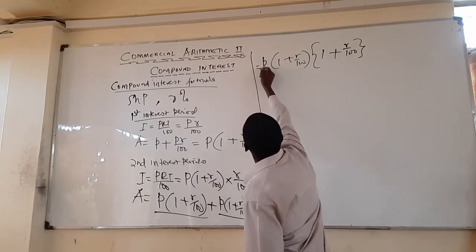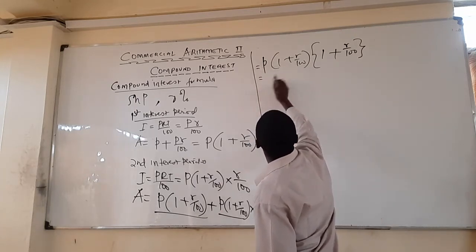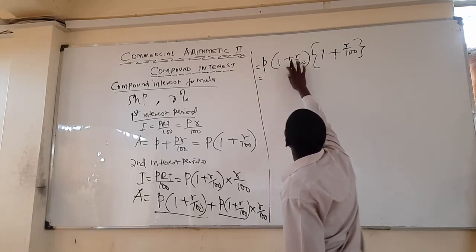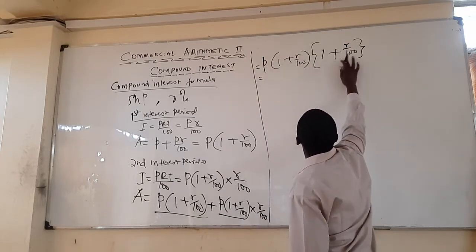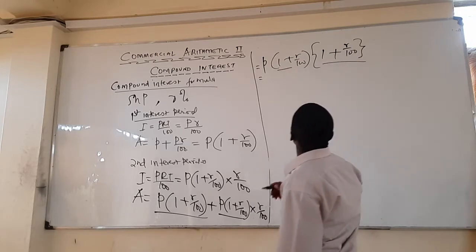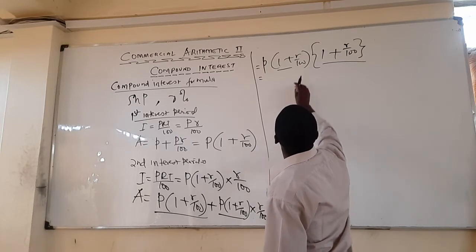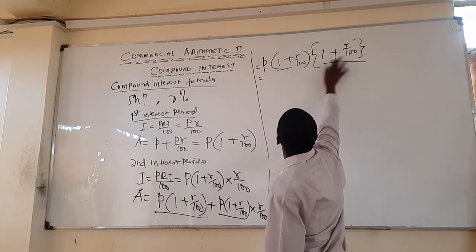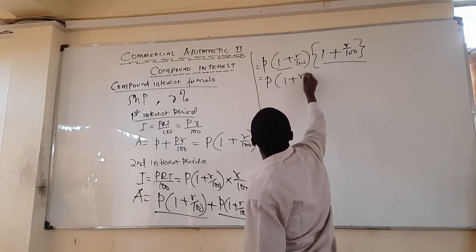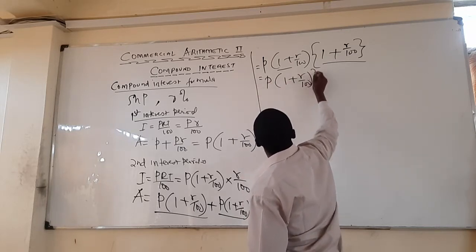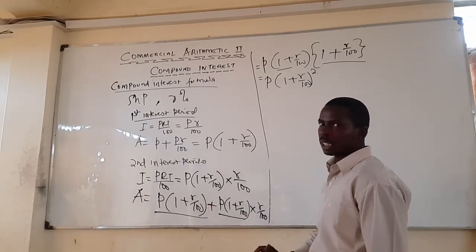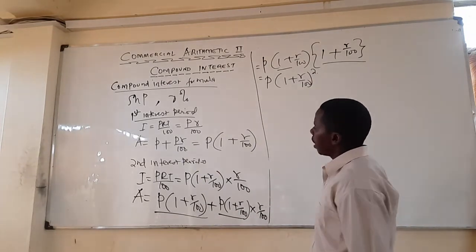And this is our amount in the second period, so you can see that P times 1 plus R over 100 times 1 plus R over 100. These are the same, meaning we can say this is 1 plus R over 100 squared. So this is P into bracket 1 plus R over 100 squared. So that is the amount from our second period.